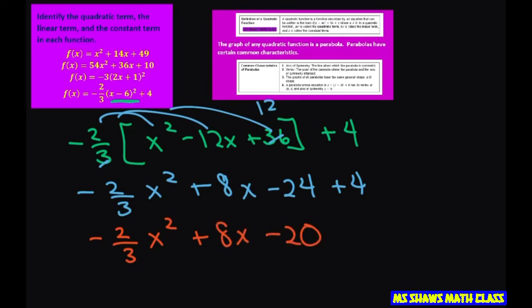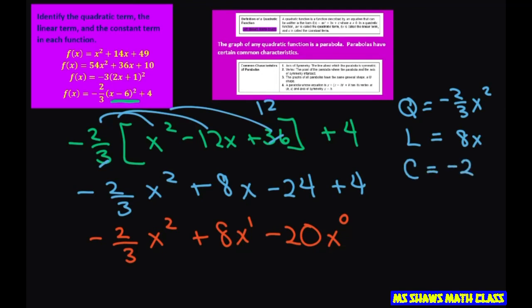And again, on your constant term, you can write it like that, x to the 0 equals 1. So that would be your constant term. I'll just write it this way. Quadratic term is negative 2/3 x squared. Linear term equals 8x. And constant term equals negative 20, because x to the 0 equals 1.